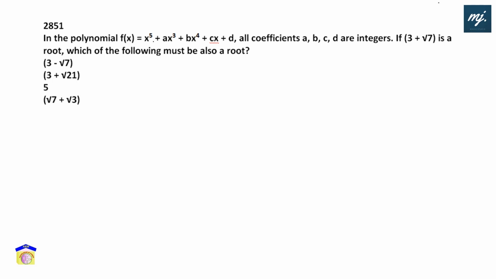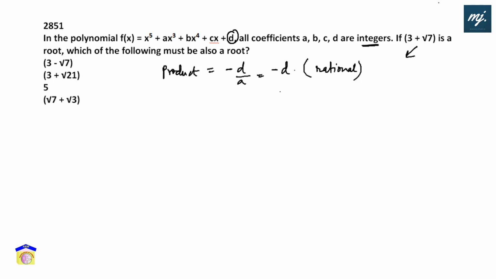In the polynomial f(x) equals x to the power 5 plus ax cube plus bx to the power 4 plus cx plus d, we know that this is a polynomial of degree 5. All coefficients a, b, c, d are integers. If 3 plus root 7 is a root, which of the following must also be a root? We know that the product of roots of this polynomial would be given by minus d by a. Here a is only 1 and d is the last value. That would be minus d. That means it is rational. It is an integer.